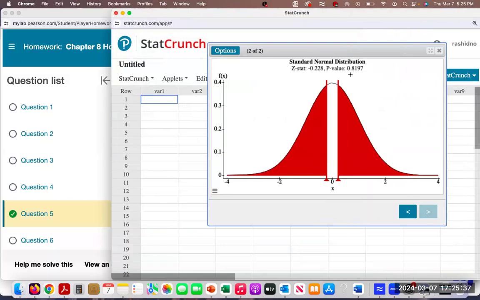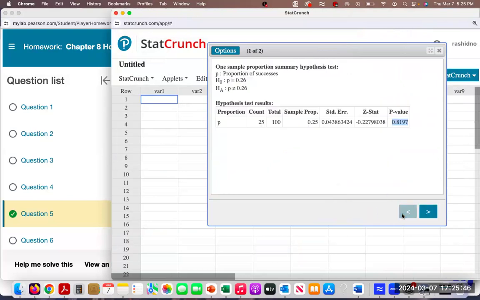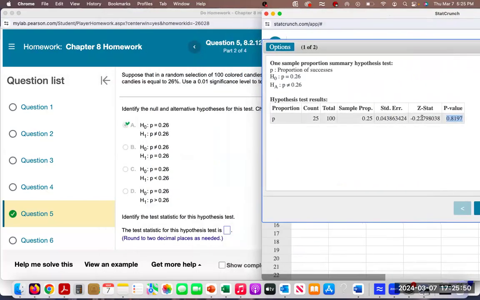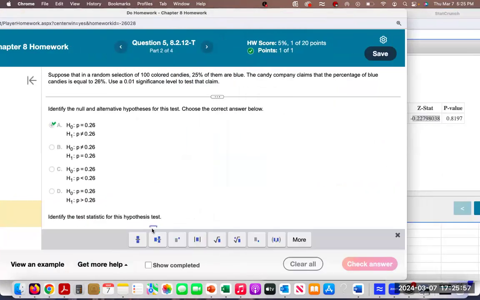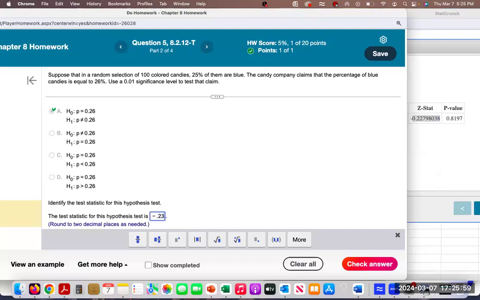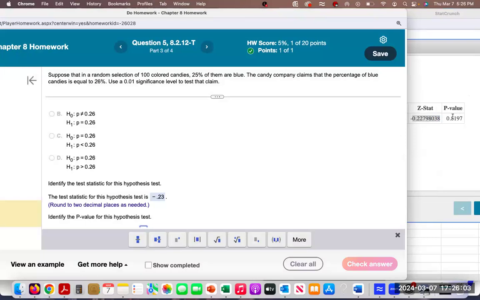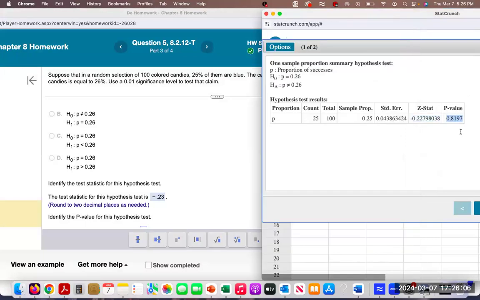There's the test statistic and the p-value, and it's a two-tailed test, and the shaded region is going to be the p-value, which is about 0.8197, and there's the positive z-value and the negative z-value. So let's go ahead and enter our values. The test statistic rounded to 2 decimals is negative 0.23. And the p-value rounded to 3 decimal places is 0.8197, so it's going to be 0.820.